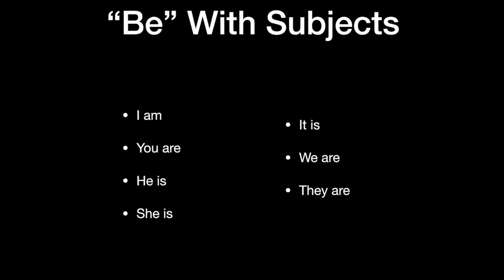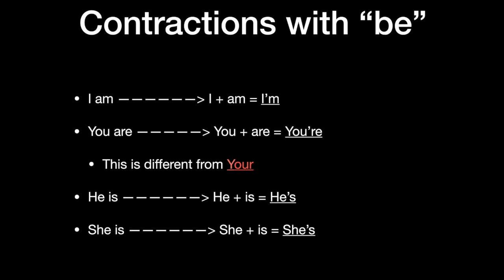So when I'm talking about using be with subjects, be changes as you put in a different subject. So here are all of those transitions. We have I am, you are, he is, she is, it is, we are, and they are. So now we're going to put these into contractions. So here are the contractions that we would use with be. So I am becomes I'm.